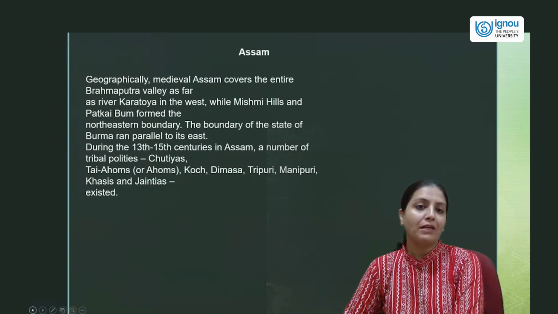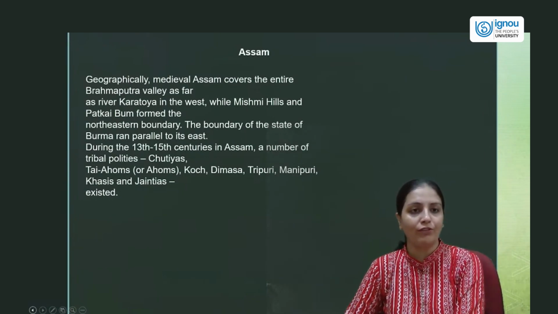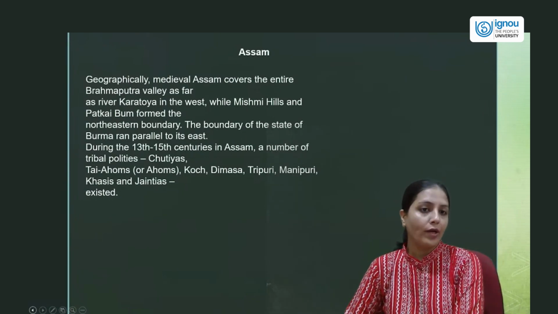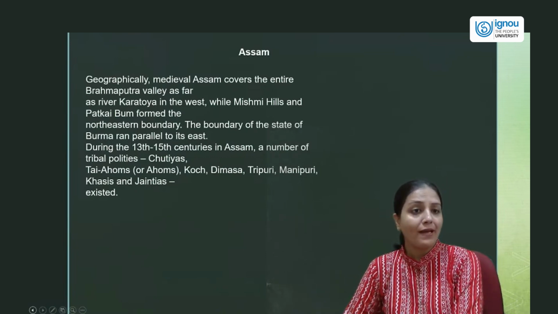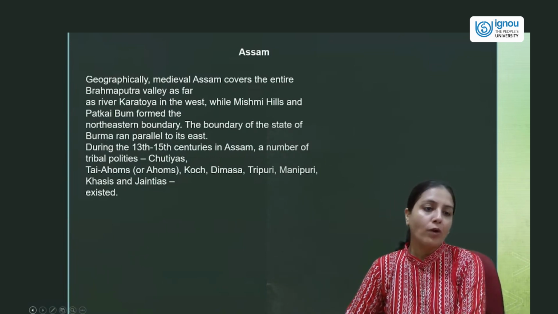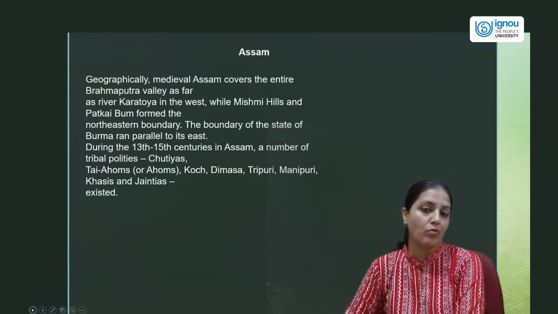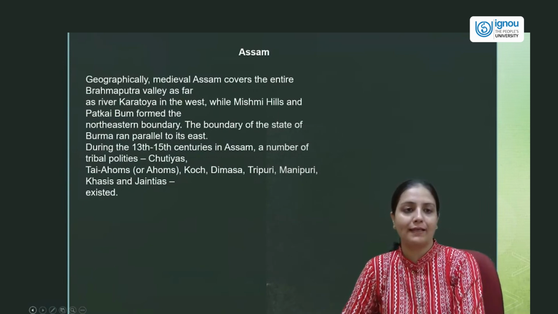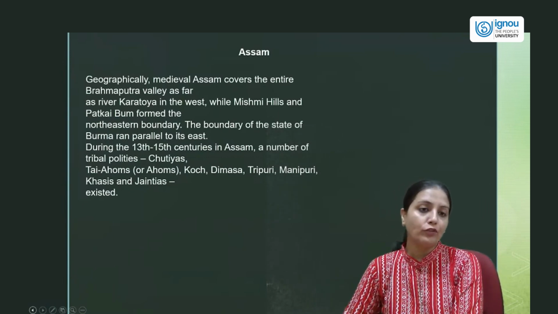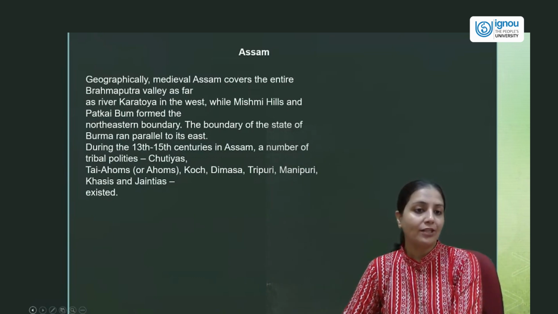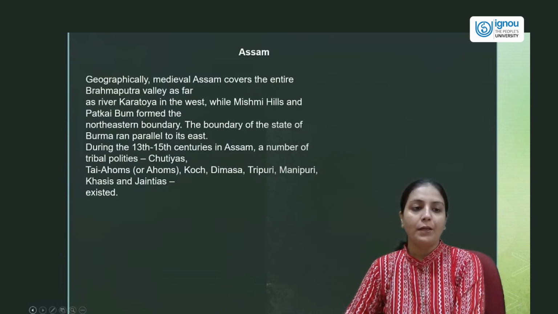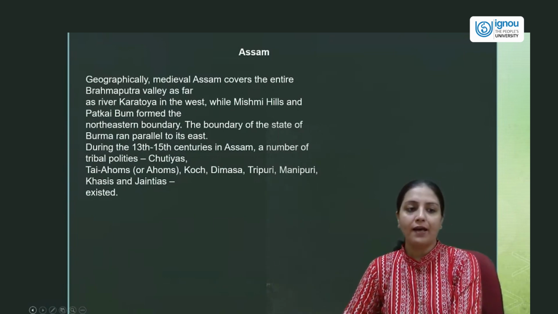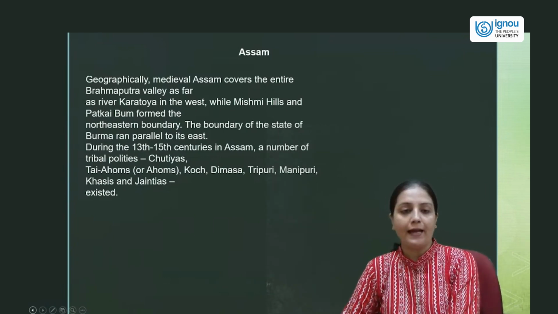Geographically, medieval Assam covers the entire Brahmaputra Valley as far as the river Karatoya in the west, while the Mishmi Hills and Patkai Bum formed the northeastern boundary. The boundary of the state of Burma ran parallel to its east. During the 13th to 15th centuries in Assam, a number of tribal polities existed, such as the Chutias, Thai Ahoms, Koch, Dimasa, Tripuri, Manipuri, Khasis, and Jaintias.